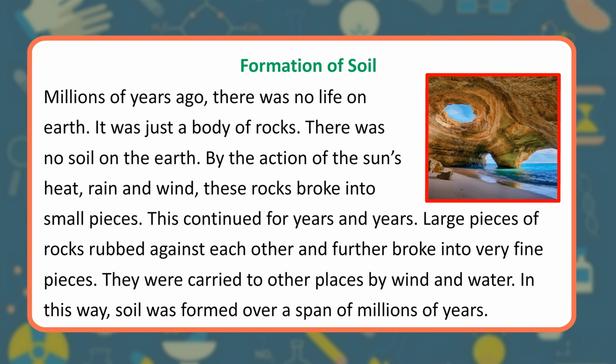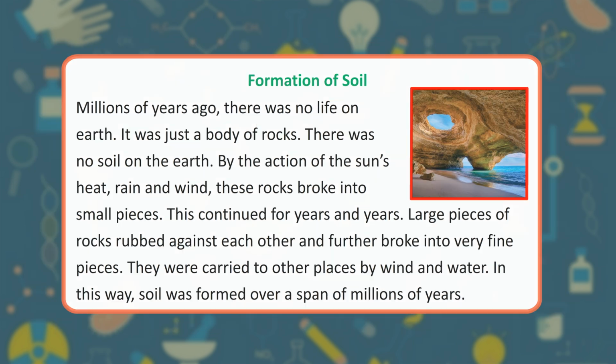By the action of the sun's heat, rain and wind, these rocks broke into small pieces. This continued for years and years. Large pieces of rocks rubbed against each other and further broke into very fine pieces. They were carried to other places by wind and water. In this way, soil was formed over a span of millions of years.